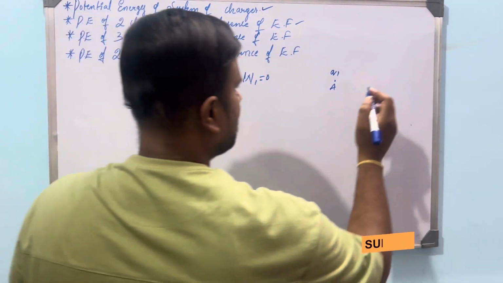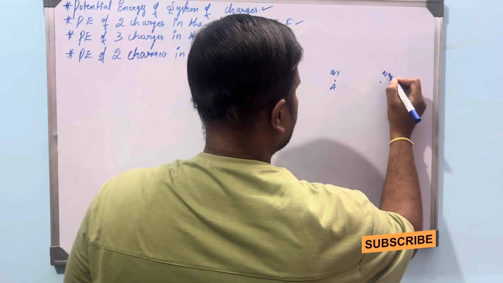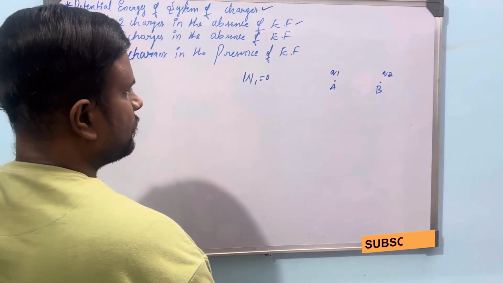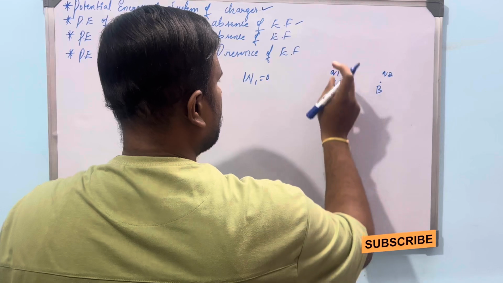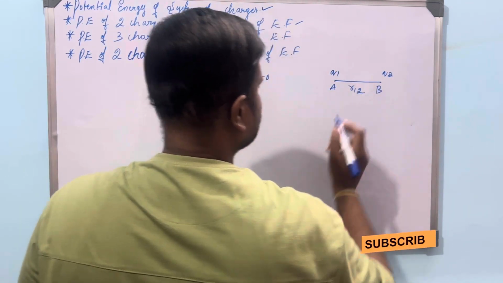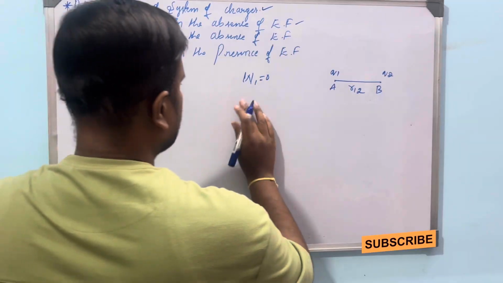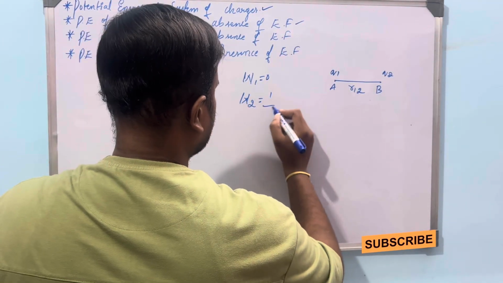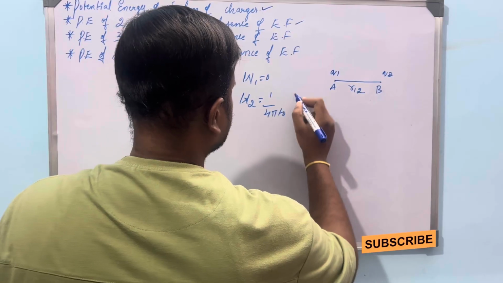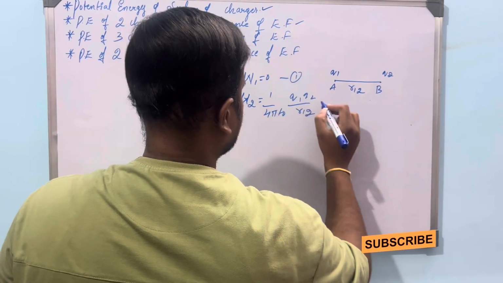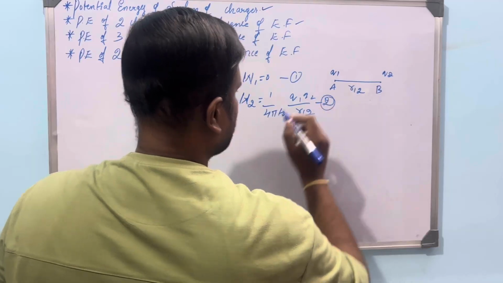Suppose I want to bring the charge q2 from infinity. Obviously I need to do a certain amount of work in order to overcome the potential of q1. Its position vector is r12. Previously we already found W2, so the two-charge case is done. W2 is equal to 1 divided by 4 pi epsilon q1 q2 divided by r12. Call this equation 1, call this equation 2.